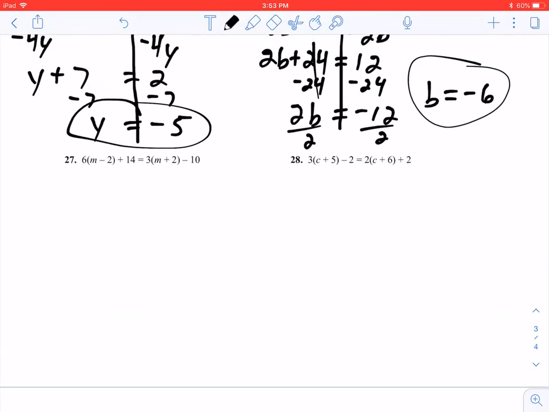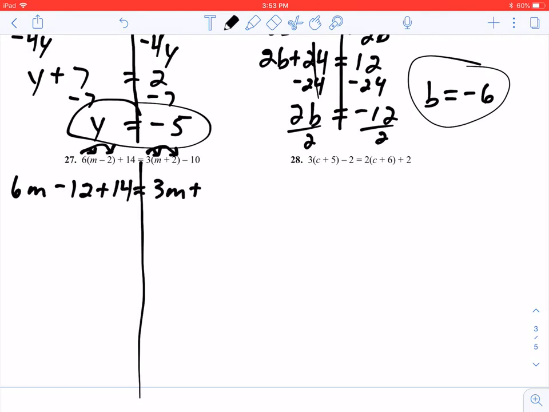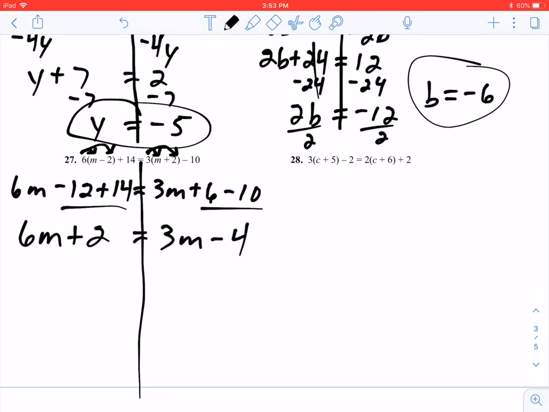All right, the last two, same as the last few. 6 gets distributed on that side, and then the 3 gets distributed on this side. So we have 6m minus 12 plus 14 equals 3m plus 6 minus 10. On the left-hand side, the negative 12 and 14 have to combine. On the right-hand side, the 6 minus 10 have to combine. So those combine into 2 and negative 4 respectively.